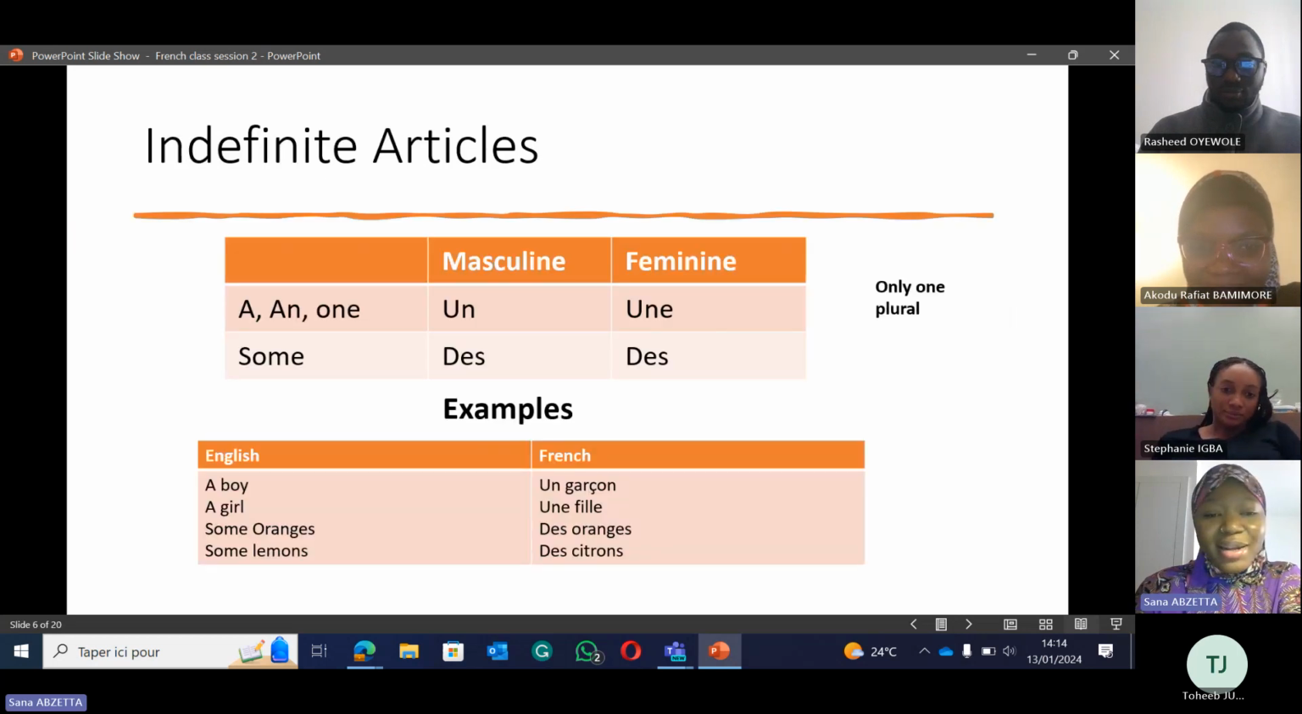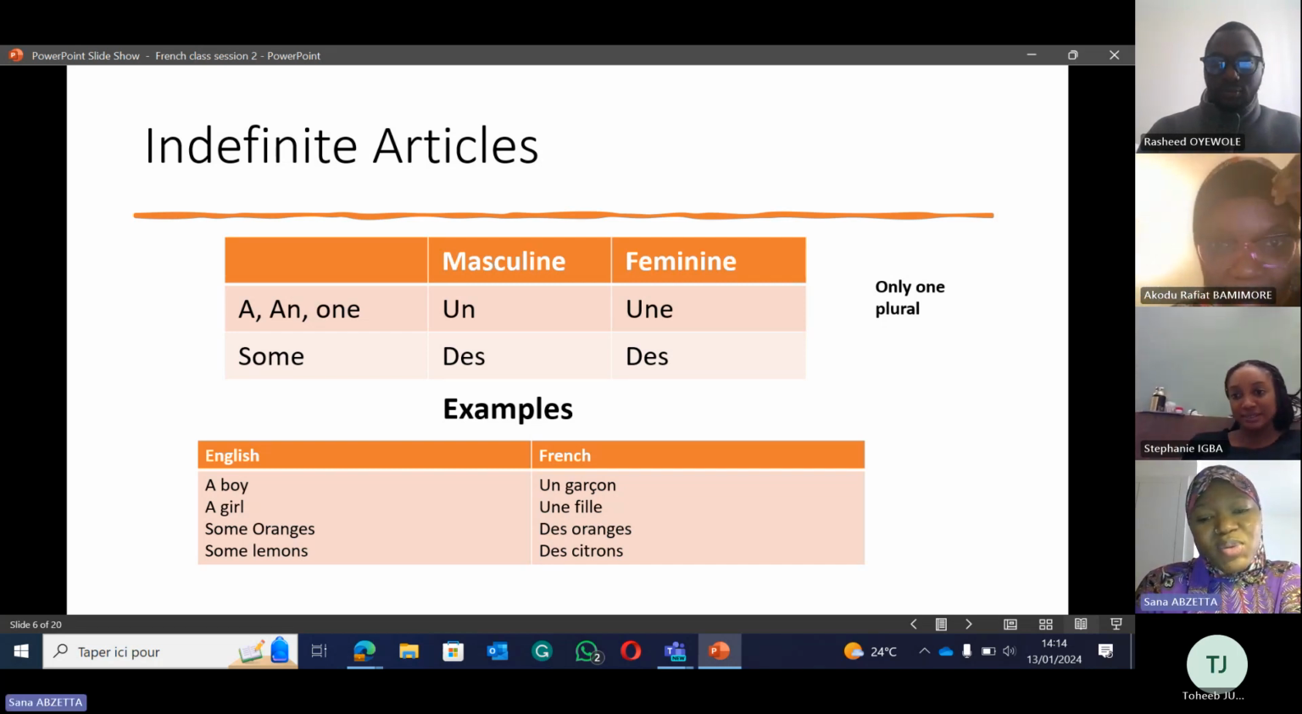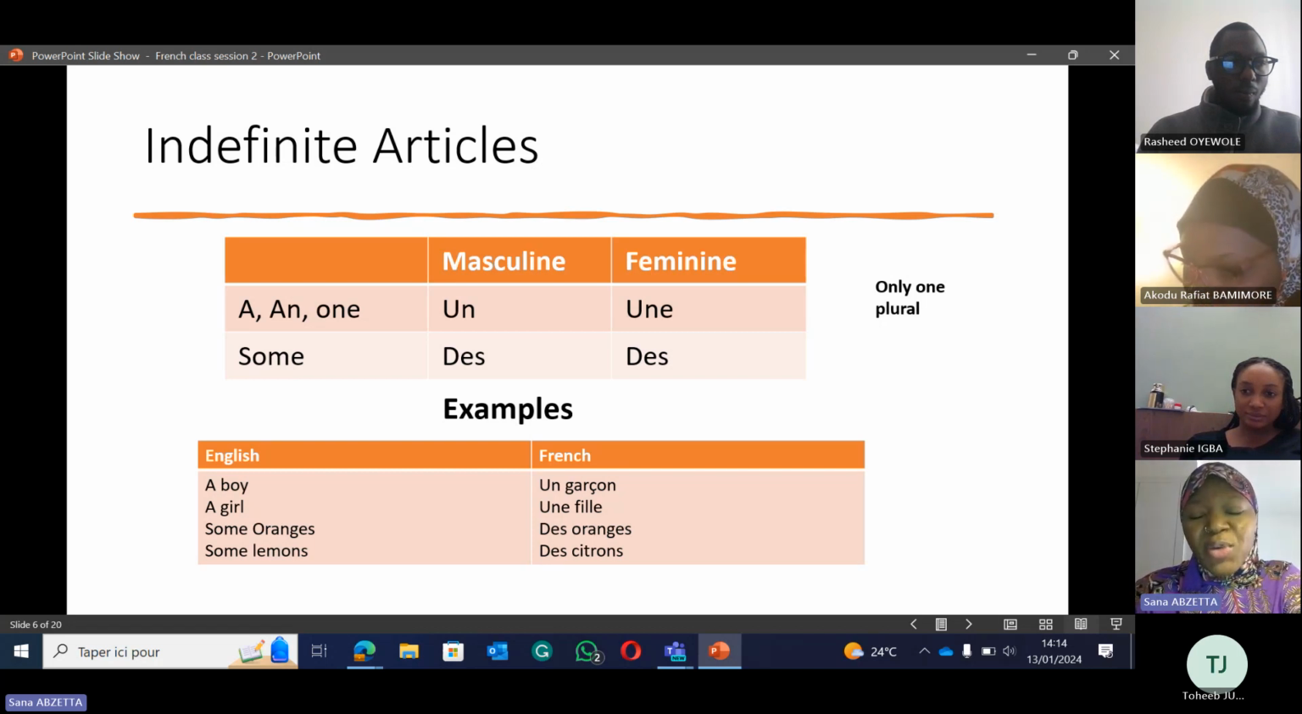Okay, let me just repeat. In English, when you want to use an article in front of a word, for example, you want to say "a boy", right? If you want to translate it in French, it will become un garçon. But in French, every word has a gender. You have to know if the word is masculine or feminine. If it's masculine, you use un, and if it's feminine, you use une.